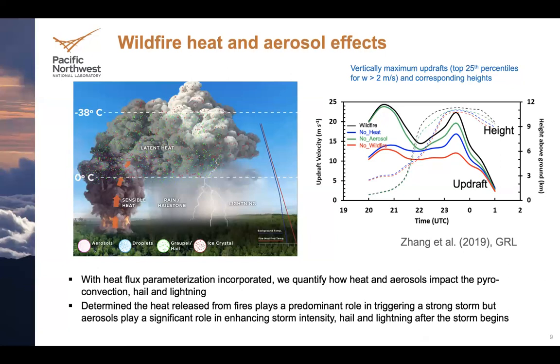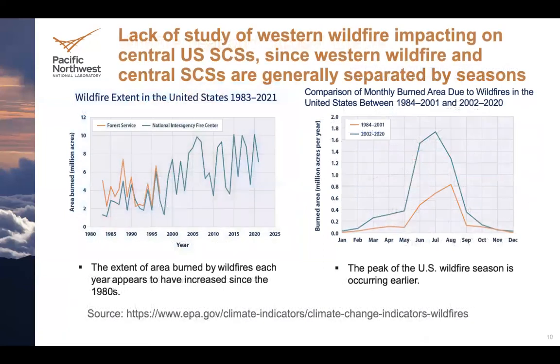But this case is a pyroCb case, which occurred very close to the fire. So next, we are thinking about fires which are remote from the severe convective systems that we focused on, to see if there's any linkage between them. There are very few studies. I think so far we haven't seen much study about wildfires remote from convective storms having any linkage between each other.